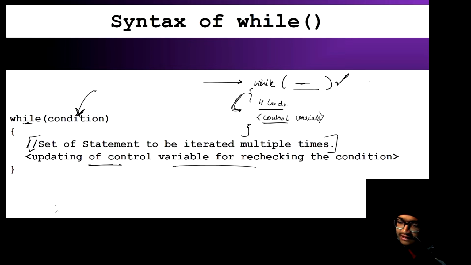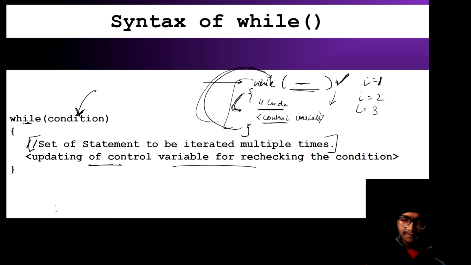So if I was previously 1 and the condition was satisfied, after executing this code the control variable will become 2. Now if 2 satisfies this condition, again the code will be executed, and the control variable will become 3. Again if 3 satisfies this condition, the code will execute. In case 3 does not satisfy the condition, the loop will terminate. That means this block will not be executed.